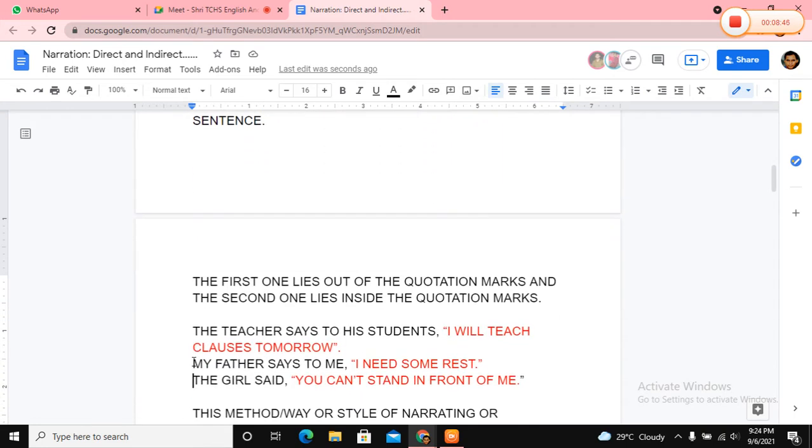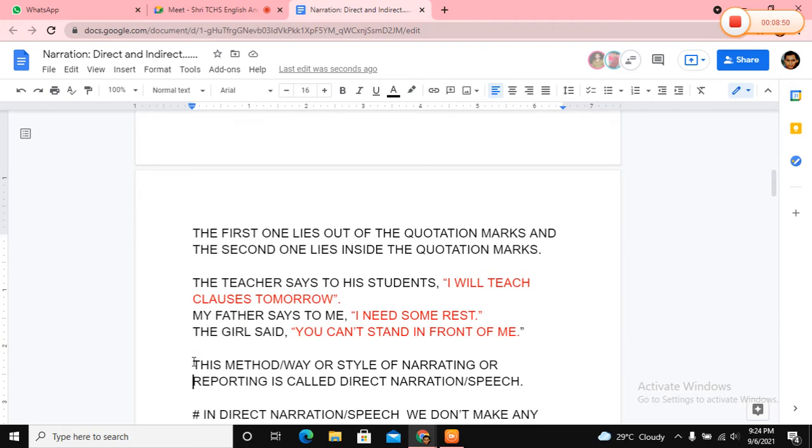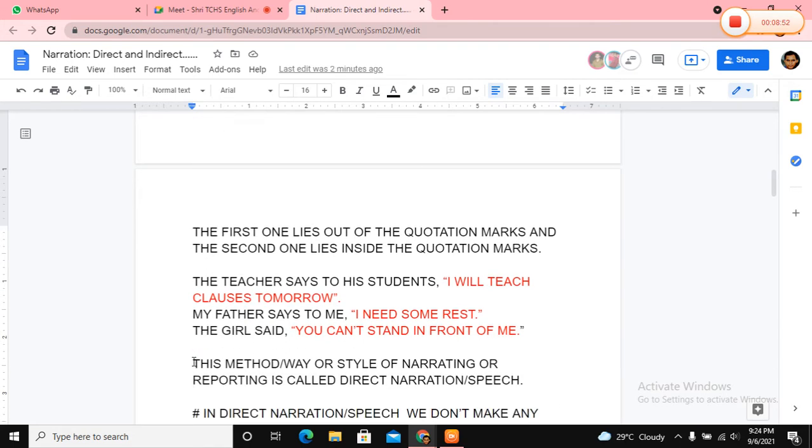I've already told you, the first one lies outside the quotation mark and the second one lies inside the quotation mark. The teacher says to his students is the part that lies outside the quotation mark. It is called reporting speech. The verb is the reporting verb, and I will teach clauses tomorrow is called reported speech.